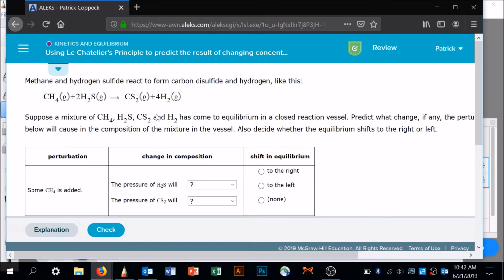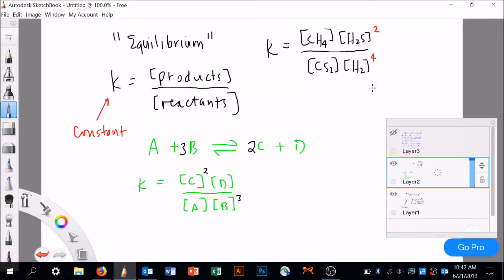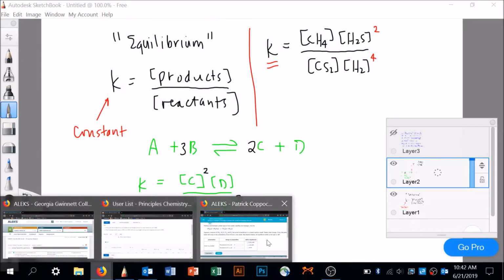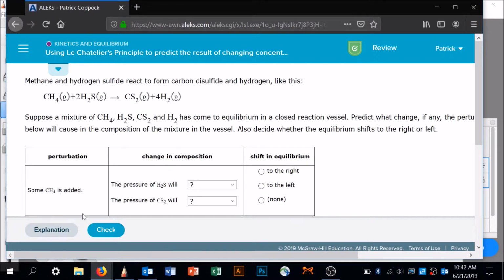2 and 4, that's it, okay? So this is at equilibrium, and it's constant. I know that this is constant because that's the definition of equilibrium, okay? Now, in the first scenario, we're given, I think some methane was added. Yeah, some methane is added.